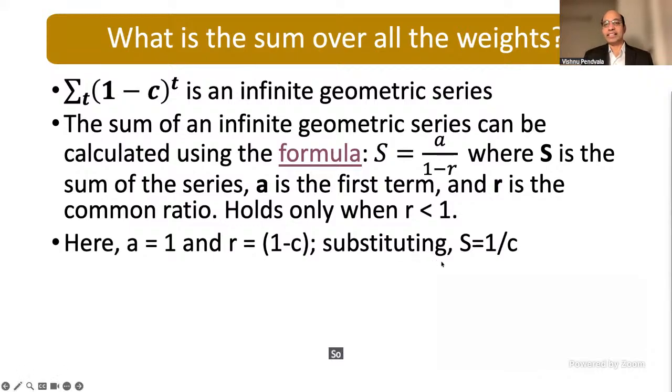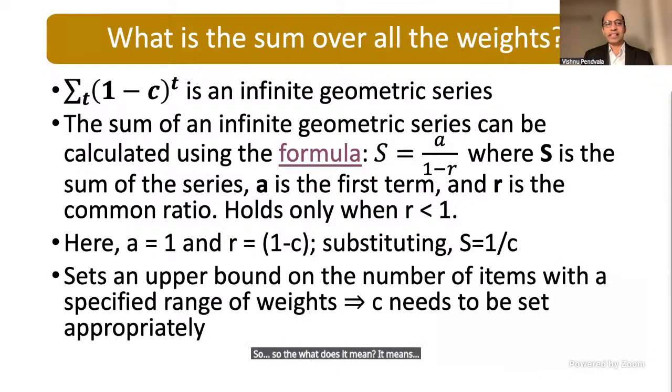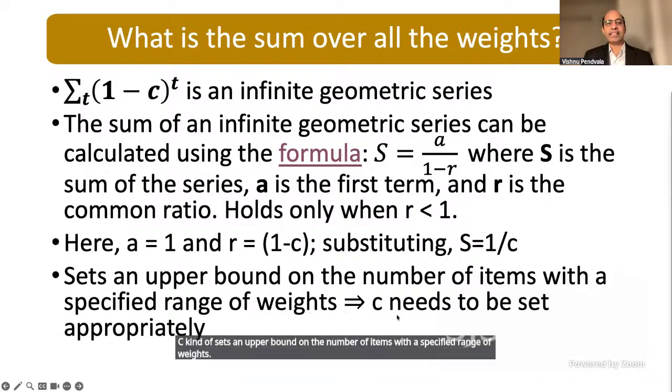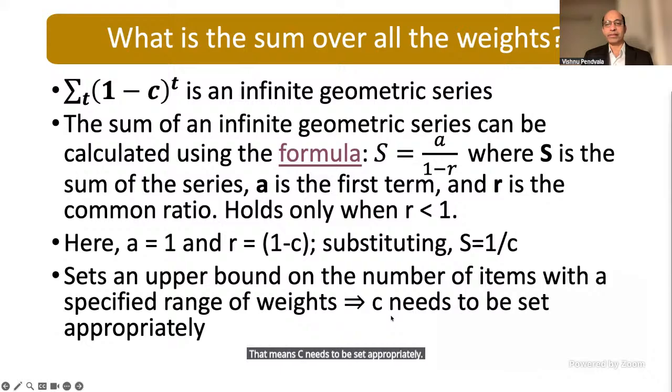So understanding this helps normalize or compare trends across streams. So what does it mean? It means that C kind of sets an upper bound on the number of items with a specified range of weights. That means C needs to be set appropriately. So it's a reminder to us: it's a tunable hyperparameter. Decaying windows require careful calibration of C to balance memory and responsiveness.